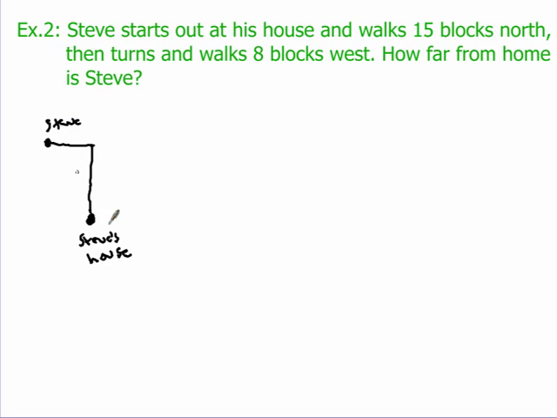The question asks, how far from home is he? Well, this how far from home, that's his distance in a straight line, so that's this dotted line here. So he's gone 15 blocks north, and he's gone 8 blocks west. Well, to solve this, I don't even have to do all of the work of finding out points and plugging them into the Pythagorean theorem. 15, that's my y2 minus y1. That's my vertical change. And 8, that's my x2 minus x1. That's my horizontal change.